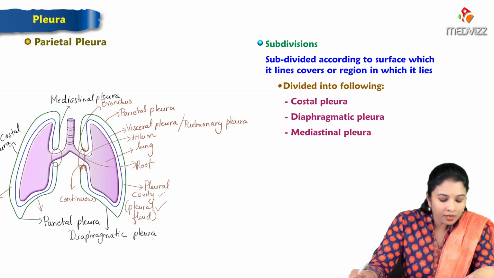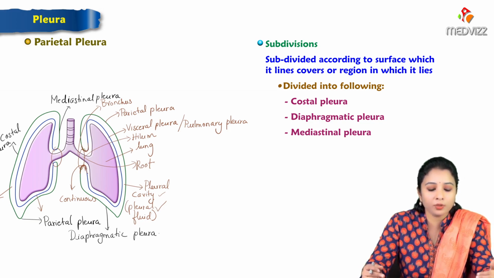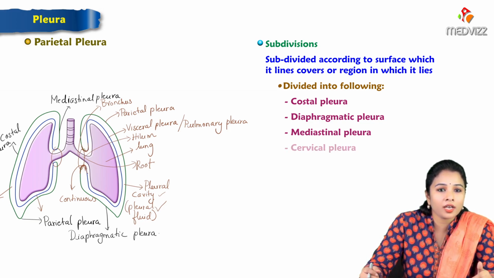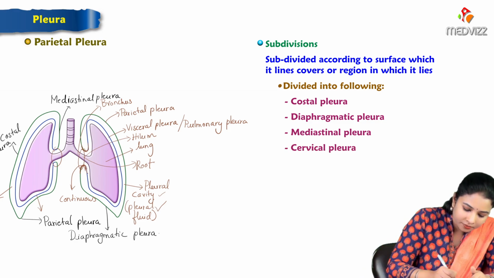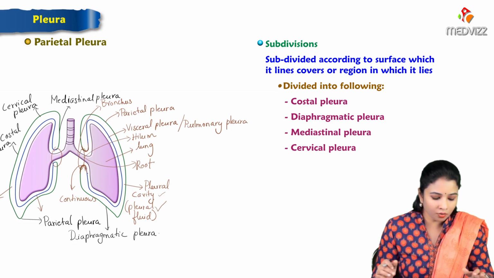and the part of the parietal pleura which is in the neck, which extends beyond the first rib, is called as cervical pleura. So this is cervical pleura. So we can divide into 4 parts.